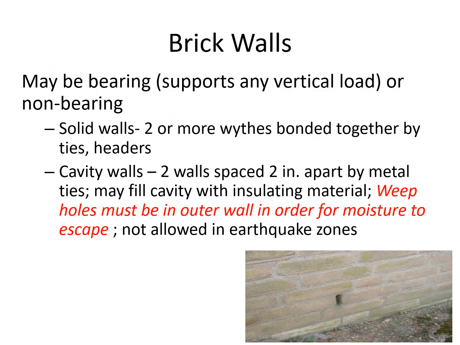So brick walls may be bearing, supporting vertical load, or non-bearing, and solid walls have two or more wythes bonded together by ties and headers. In cavity walls, you have two walls spaced 2 inches apart by metal ties, and you may fill the cavity with insulating material.